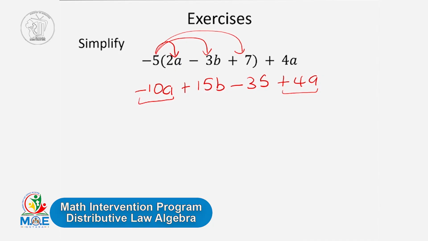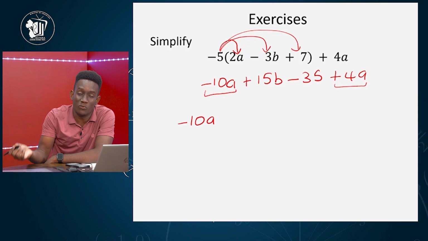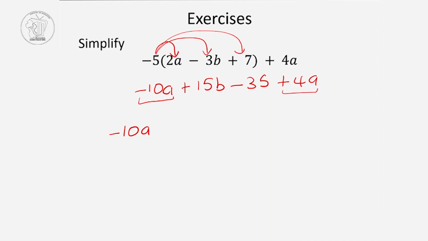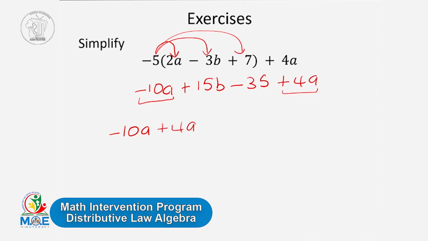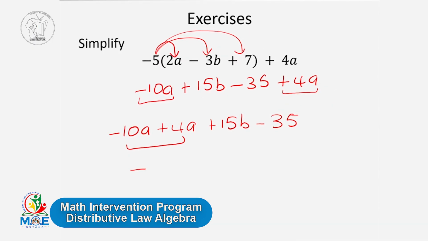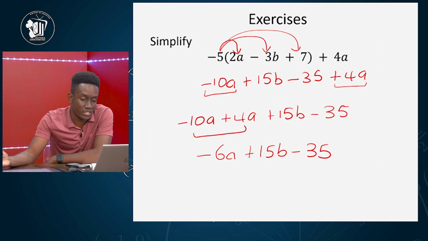So that this will become negative 10a. One thing, when you are grouping your like terms, you always move with the sign in front of the term. So this will be negative 10a plus 4a plus 15b minus 35. Whatever sign is in front, that sign must remain when you finish simplifying. So we work this out. Negative 10a plus 4a would give me a negative 6a plus 15b minus 35. And that is as simple as we can go.